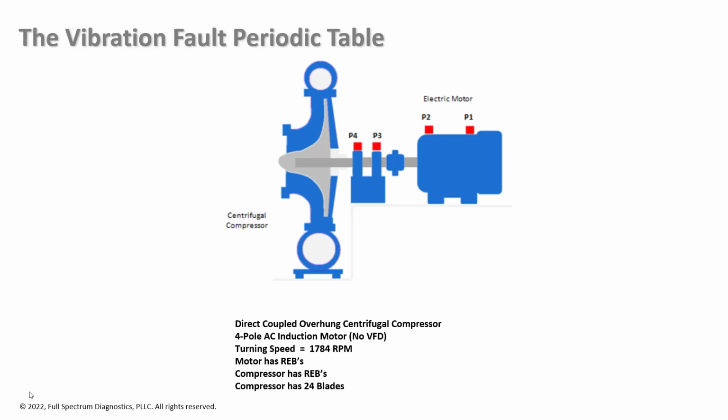A little machine-specific information: it's an overhung centrifugal compressor. It has a 4-pole AC induction motor with no variable frequency drive. Its turning speed is 1784. The motor has rolling element bearings, the compressor has rolling element bearings, and the compressor has 24 blades.